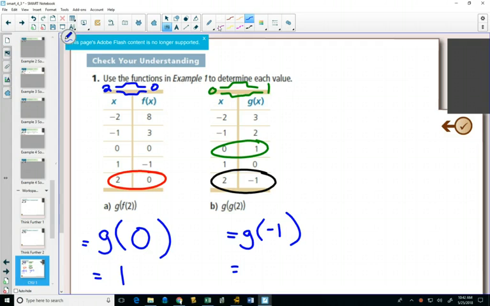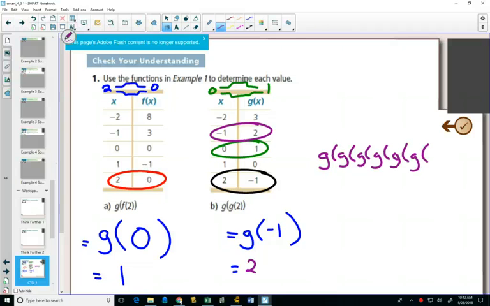In this situation, you could, if you wanted to, do things like g of g of g of g of g. Oh, I'm running out of space. Better stop.